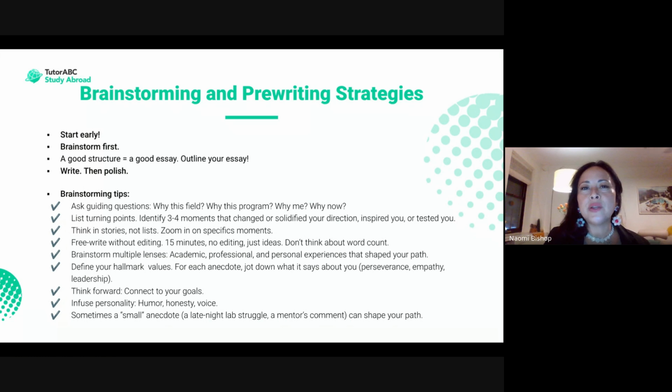They want to understand the story behind your resume. So the way to make a story come alive is through specificity, through details. Zoom in on specific moments, because that makes you bloom on the page. Another thing is, like I said before, free writing without editing. 10 minutes, 15 minutes, whatever time you want to set for yourself. Writing, no editing, just ideas.